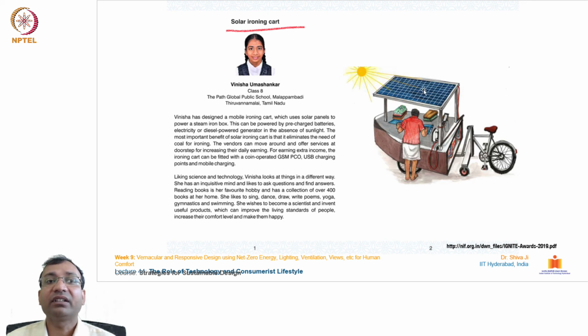Usually we have seen such vans or carts which utilize either electricity. For that they have to be stationed at one place and draw some power, or they use majorly coal-based heating in their irons. So this is, I think, the winner of this challenge in the year 2019.